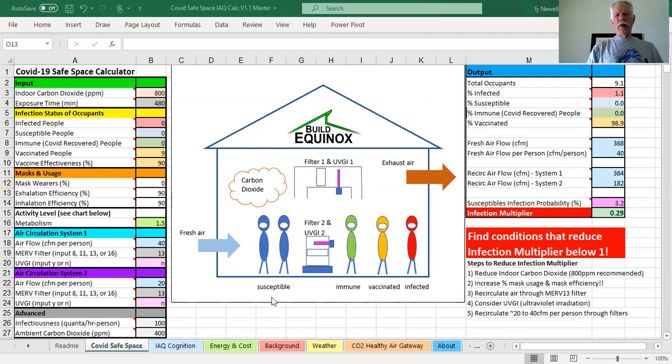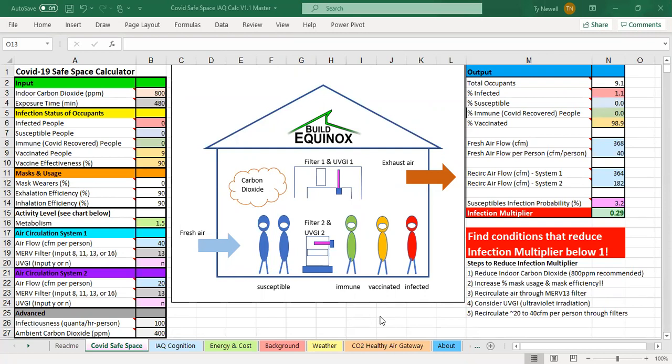This is Ty Newell, and this is a demonstration and a tour of the COVID Safe Space Calculator. So I've opened up the worksheets with the COVID Safe Space IAQ calculator, and there's no reason to see me, so I'm going to disappear, and then we'll take a tour through the different aspects of the calculator.